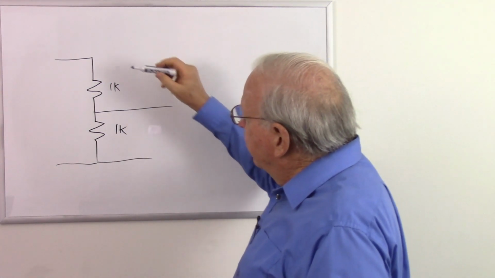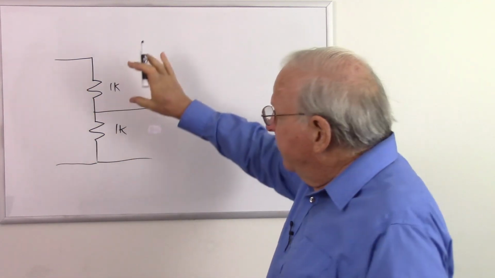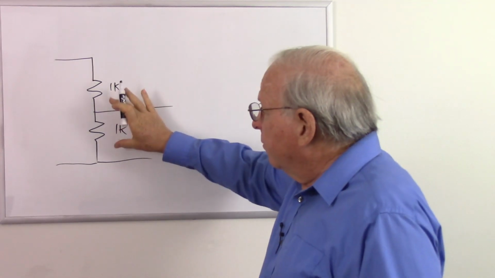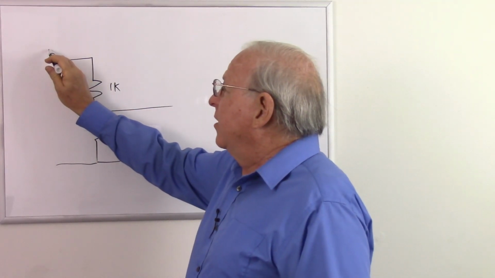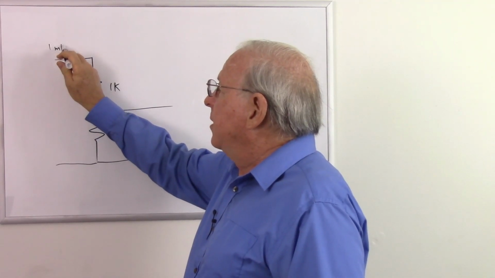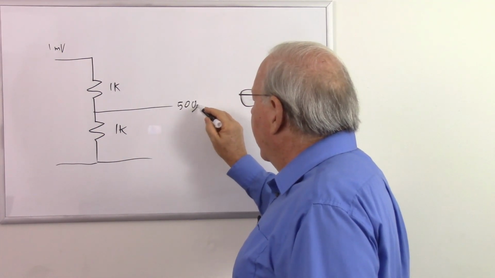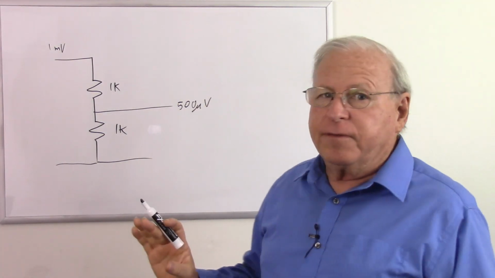And if this was the situation, well, what's going to happen to the voltage here? We know that if we have equal resistance in our voltage divider, we end up with our voltage divided by a factor of 2. So if this is 1 millivolt coming in here, it's going to be 500 microvolts by the time it gets to the input circuitry of the mixer.